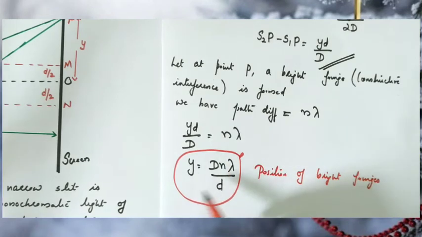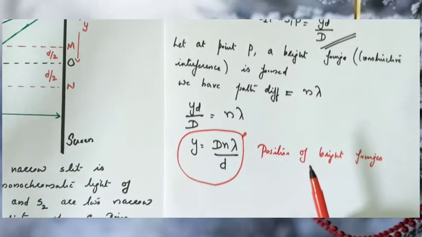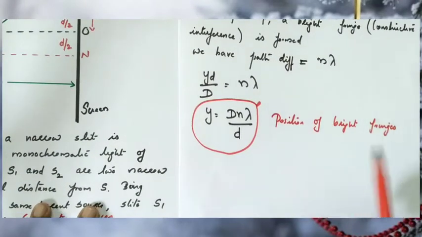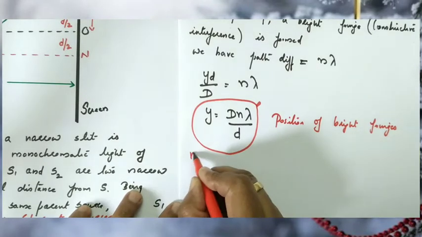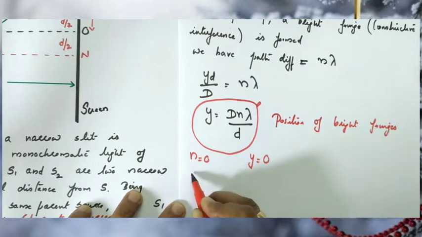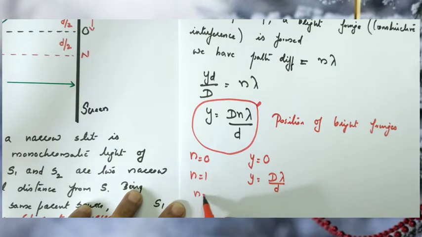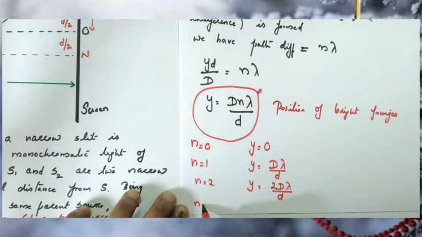You have to learn the formula by heart. Position of bright fringe from the center region is y equal to D n lambda divided by small d. What are the values of n? If you put n equal to 0, what is y? Y equal to 0. Put n equal to 1, what is y? Y equal to D lambda divided by d. Put n equal to 2, what is y? Y equal to 2D lambda by d. Clear children? Put n equal to 3, y equal to 3D lambda by d and so on.